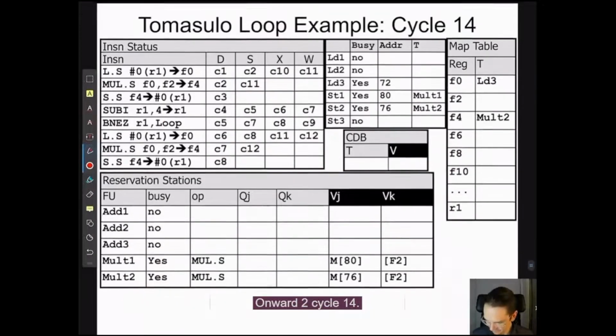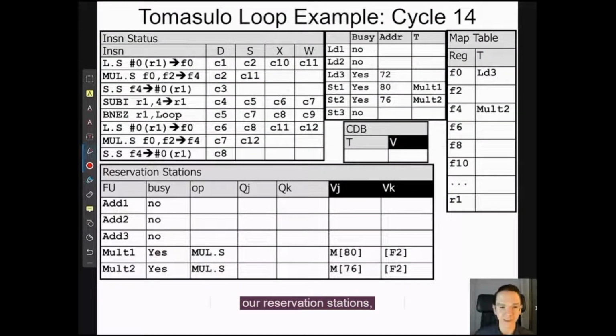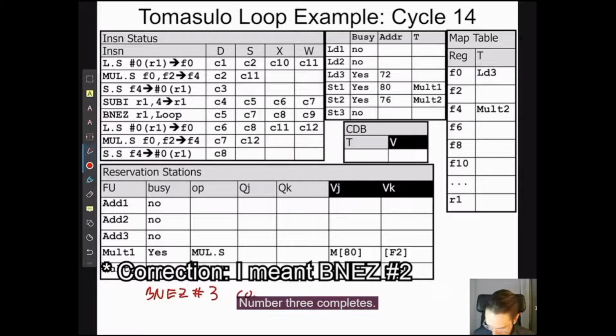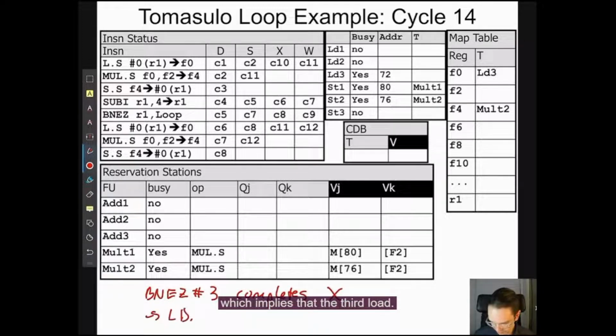Onward to cycle 14. Now looking at the state of our reservation stations, both multiplies are executing and both store instructions are waiting on their results, so they haven't issued yet. Because the third subtract instruction wrote back in the last cycle, then the third branch instruction would have issued. So at this point, the branch instruction number 3 completes its execute, so that its branch has resolved, which implies that the third load can now issue since its operands are available.